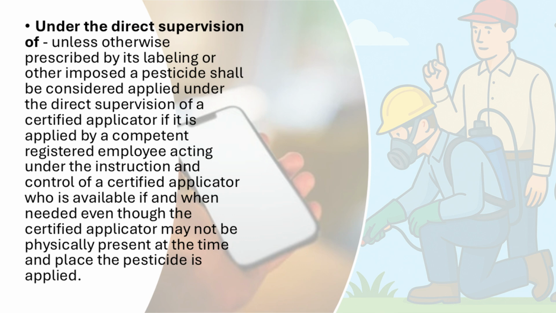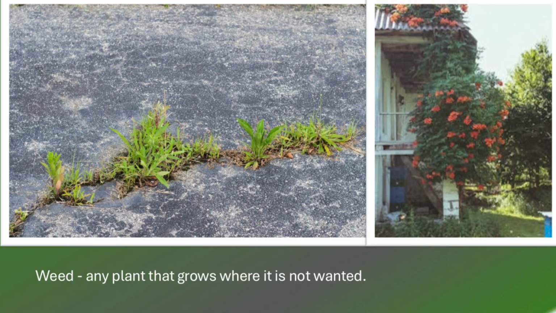Under the direct supervision of. Unless otherwise prescribed by its labeling or other imposed, a pesticide shall be considered applied under the direct supervision of a certified applicator if it is applied by a competent, registered employee acting under the instruction and control of a certified applicator who is available if and when needed, even though the certified applicator may not be physically present at the time and place the pesticide is applied. Weed. Any plant that grows where it is not wanted.